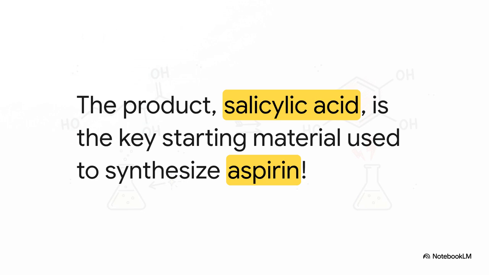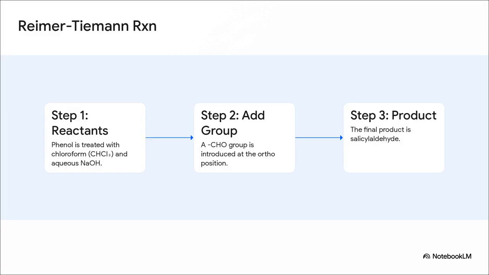And this is why this reaction is so famous. That final product, salicylic acid, is the essential starting material that's used to make one of the most common medicines on the entire planet, aspirin. It is a perfect example of how these fundamental chemical rules lead directly to products that impact all of our daily lives. Our second famous reaction is the Reimer-Tiemann reaction.